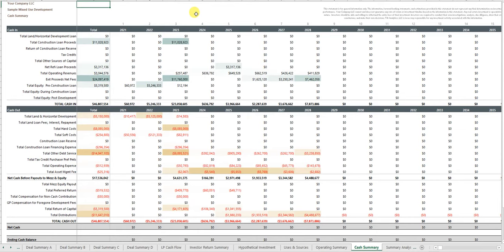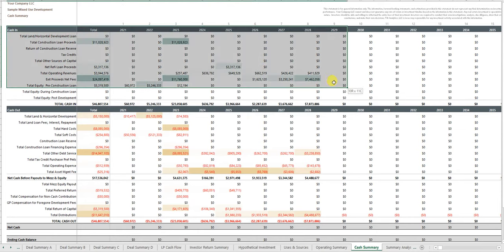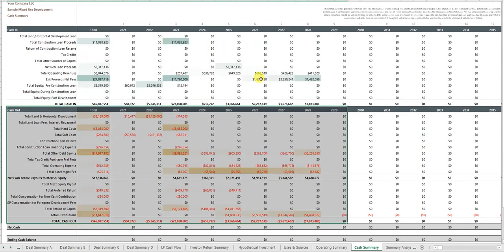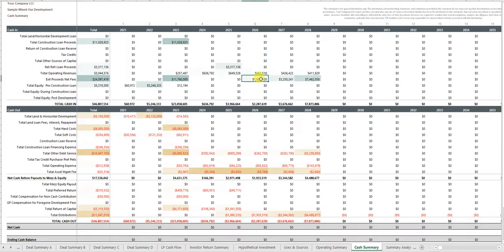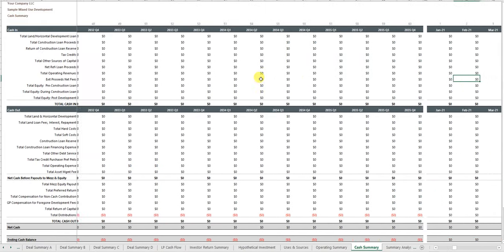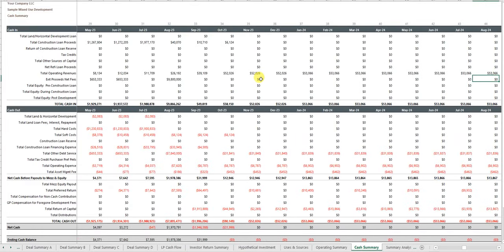This cash summary is a look at your whole project on one page. It's all your cash in green over all of your cash out. This is great to just see the flow of funds. I can also see the information quarterly as well if I scroll to the right instead of annually, and I can scroll to the right again and see all the information monthly.